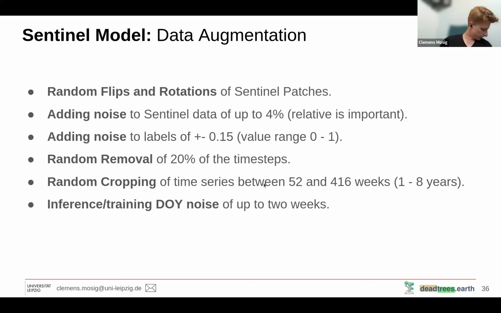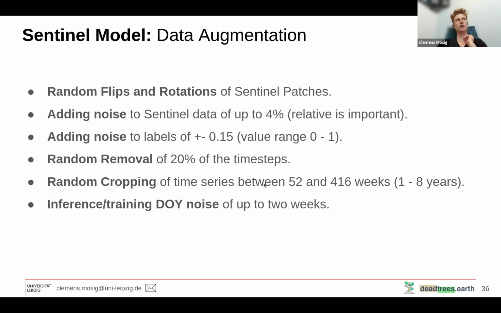In terms of data augmentation, we are applying random flips and rotations to the Sentinel patches of the spatial context. We're adding noise to the Sentinel data of up to 4%. Here, adding a relative amount is important because the amount of noise that Sentinel data has increases with the strength of the signal. So it's relative. We also add noise to the labels of up to 15%, in terms of deadwood or forest cover.